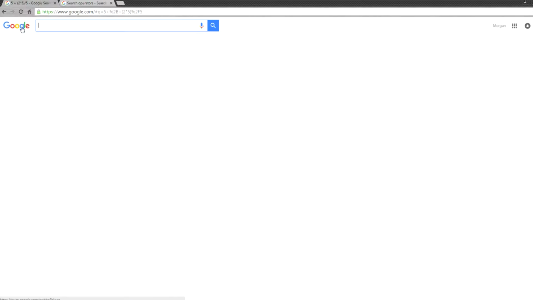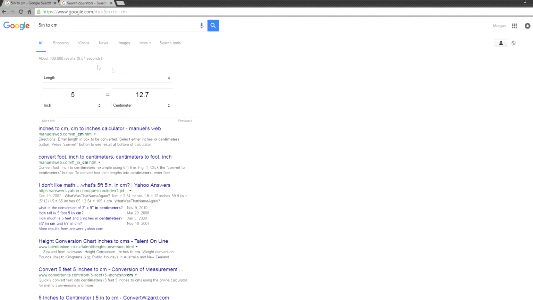Also, another great thing that I use often is conversions. So type in 5 inches to centimeters, and just like the calculator, it brings up its own conversion tool here that we can use to convert whatever numbers into another unit of measurement. For inches to centimeters I have going on here.